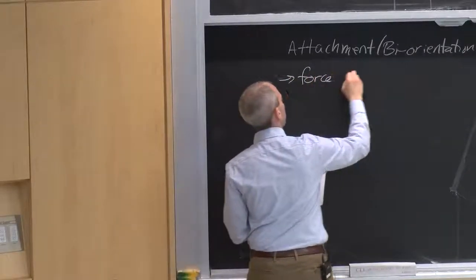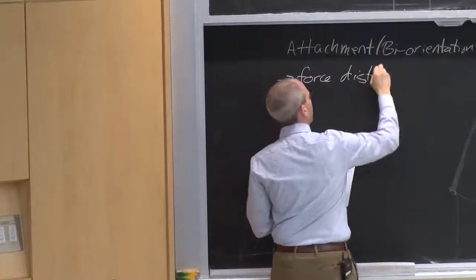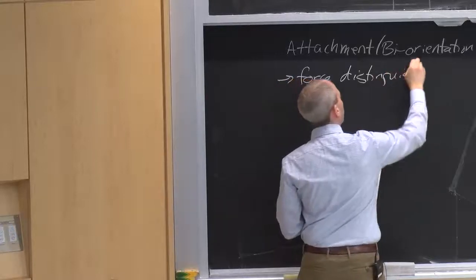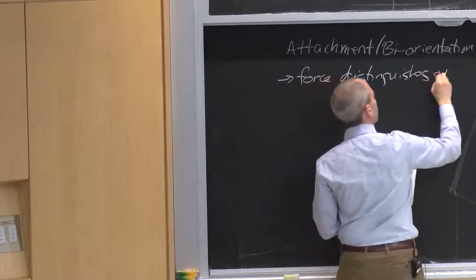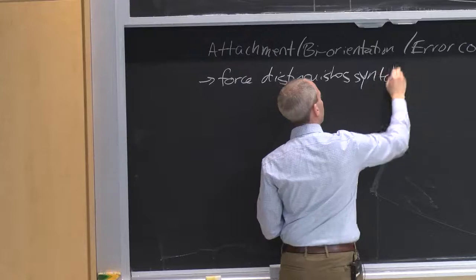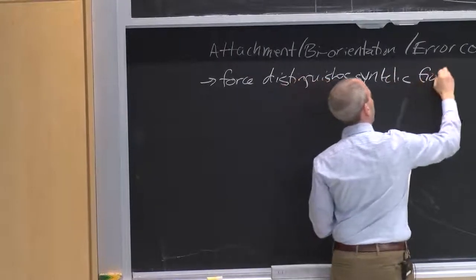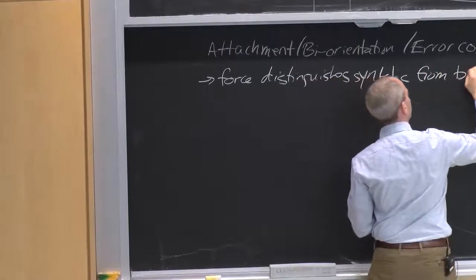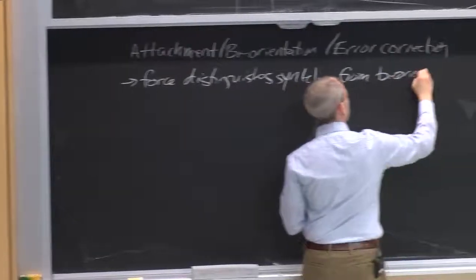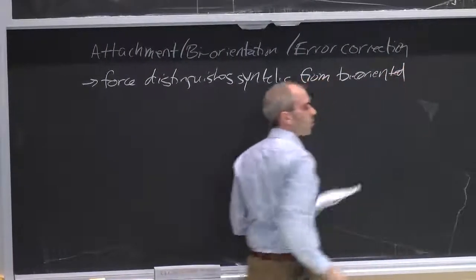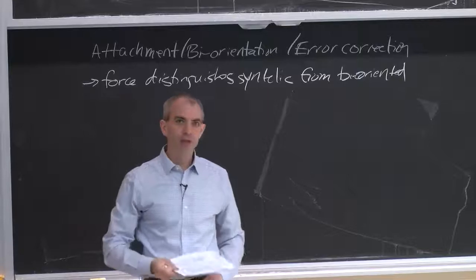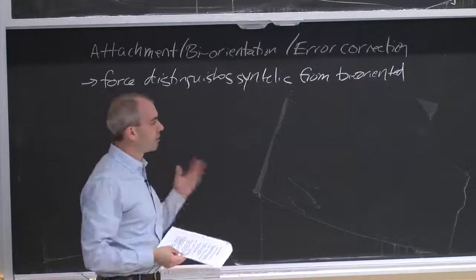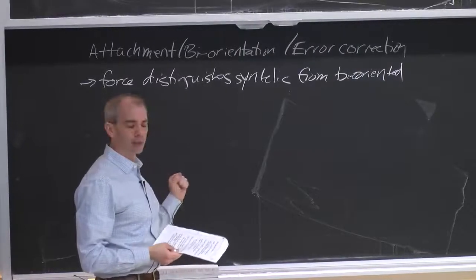So the thing that actually distinguishes these states is force. So force distinguishes, for example, the syntelic state from the bioriented state. And so when I have opposing force, that is a key way to be able to read out this situation.